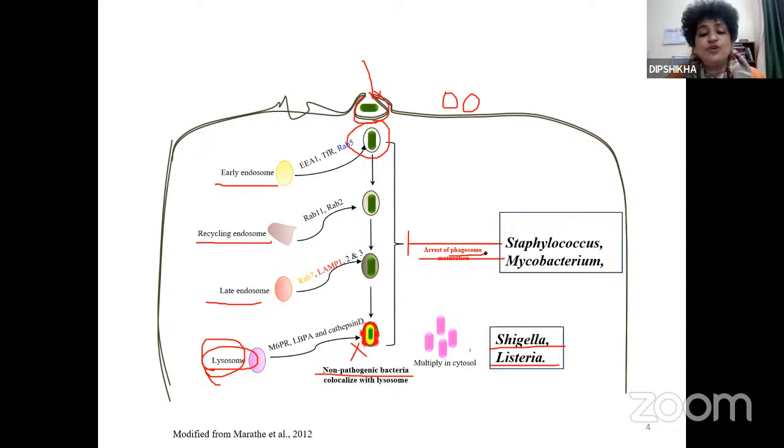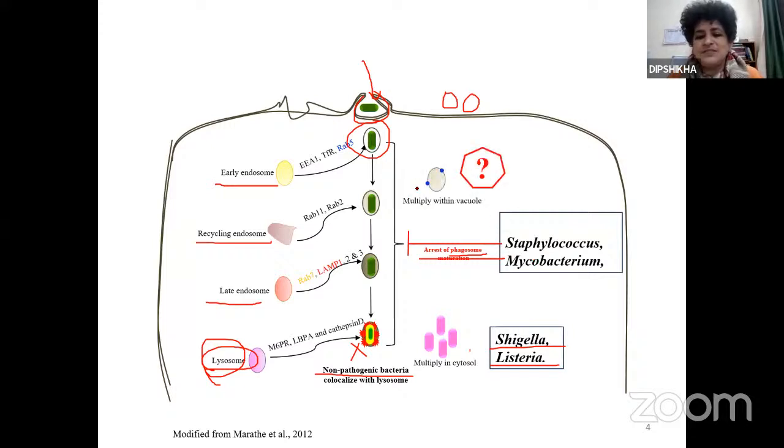They will arrest it. What do you mean by arresting? That means they will not allow this vacuole to proceed to get localized with the lysosome. They will arrest it somewhere in between so that the pH remains in the range of 7, and they will very beautifully multiply there. That's it. They are happy and they cause their pathogenesis.